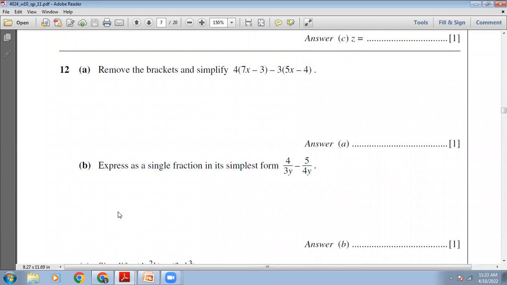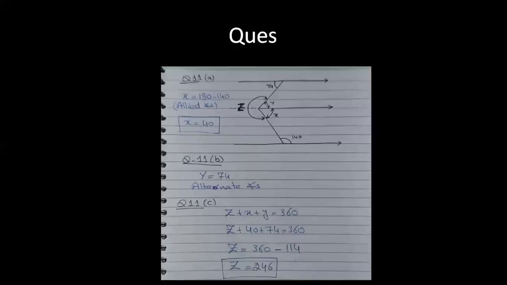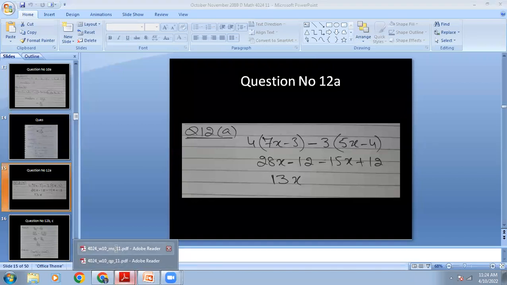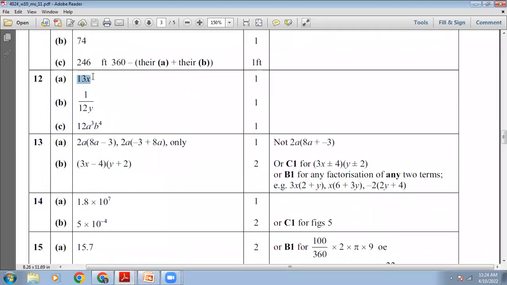Question number 12. Remove the brackets and simplify. So very simple and a straightforward question. 4 will multiply with that bracket and minus 3 will multiply with the second bracket. So you will have 28x minus 12 minus 15x plus 12. So you will have 28x minus 15x, and that will be 13x. And minus 12 plus 12, they will cancel. So 13x is the right answer, sir.